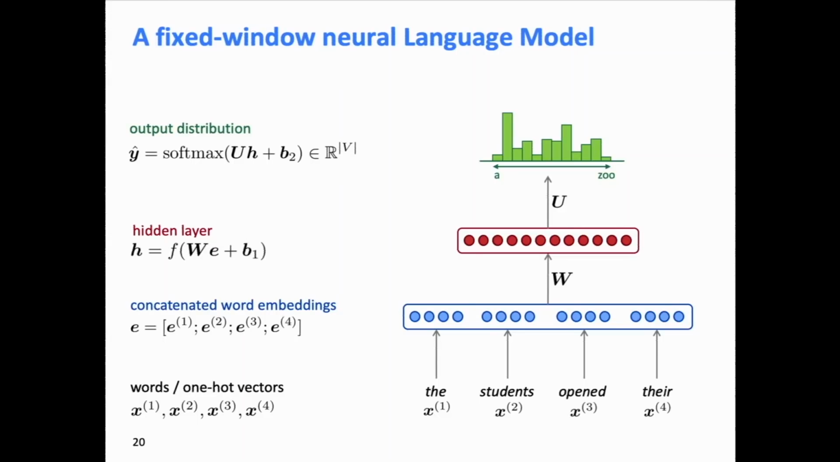So if everything goes well, then this language model should tell us that some likely next words are books and laptops, for example. None of this should be unfamiliar to you because you saw it all last week. We're just applying a window-based model to a different task, such as language modeling.